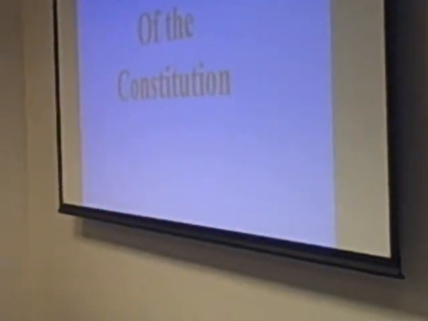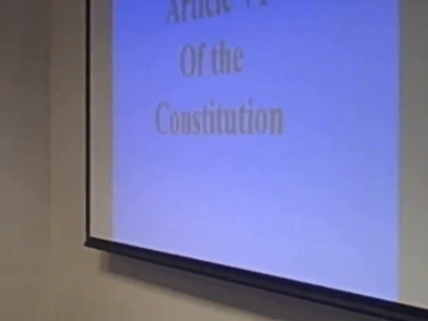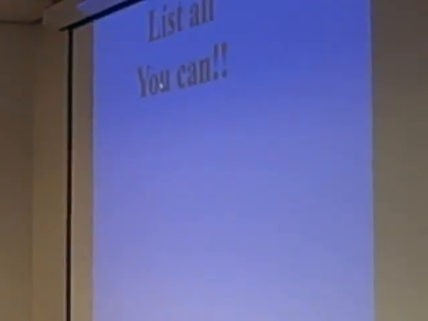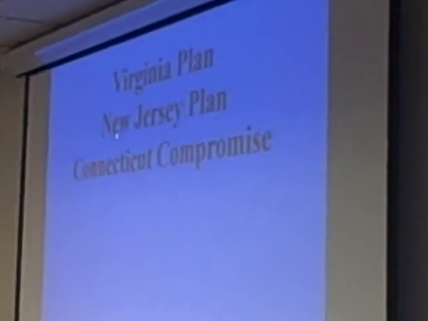Touch the house. Federalism for two. Article 6 of the Constitution was the supremacy clause. And then one for Constitution, I think. Virginia, New Jersey, and Connecticut. Make sure that you're comfortable with big state, little state, proportional, equal representation, and then the Connecticut Compromise was both. Go ahead, you can shut it down now.